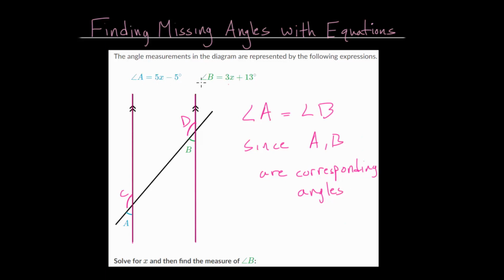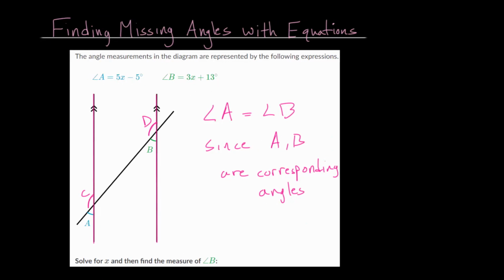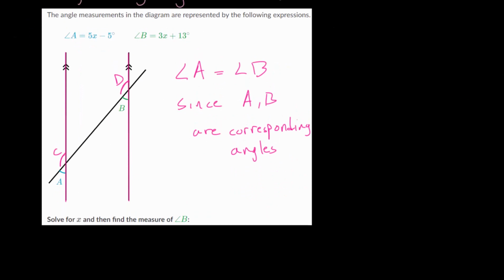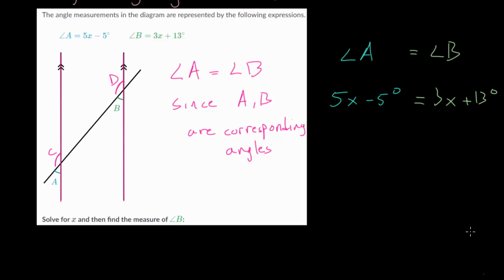With that information, we can set up an equation. Let me just make a little bit of room here. We're going to set the expression for angle A equal to the expression for angle B. Angle A is 5x minus 5 degrees, and angle B, which angle A is equal to, is 3x plus 13 degrees. So let's solve this equation for x, and then we can plug x back into the expression for B to find the actual angle measure for B.